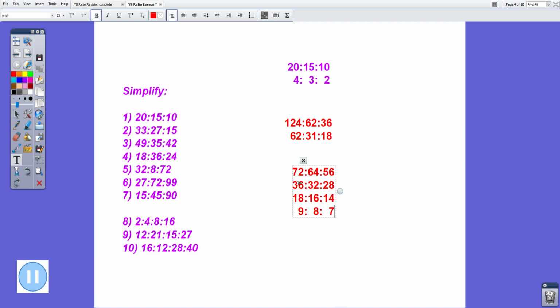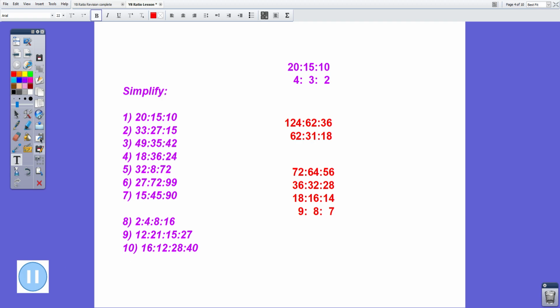Now if you look at this, we could have gone straight from 72 to 64 to 56 to 9 to 8 to 7, dividing by one number, and that number being 8. 72 divided by 8 is 9, 64 divided by 8 is 8, 56 divided by 8 is 7. If you can spot the largest common factor, then you can do it in one stage. But if you can't spot that largest common factor, there is nothing wrong with doing it in several stages by looking for common factors.